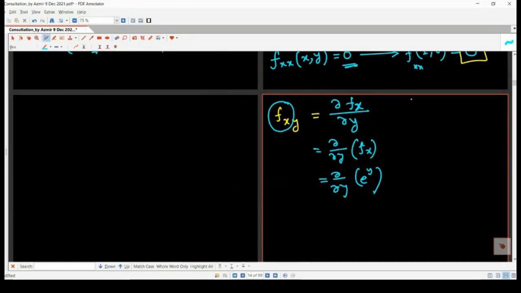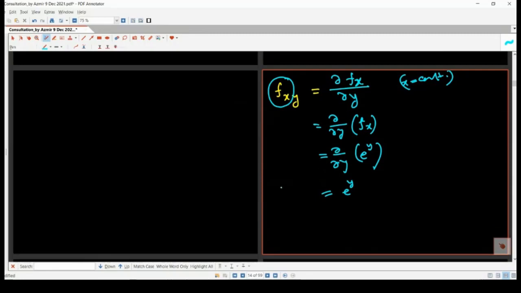Remember, we are going to differentiate in terms of y. So x is constant. This is e power y. Now it is coming from this part. It is f sub xy equals e power y. Or if we write more information on it, then it will be f sub xy at x comma y equals e power y.